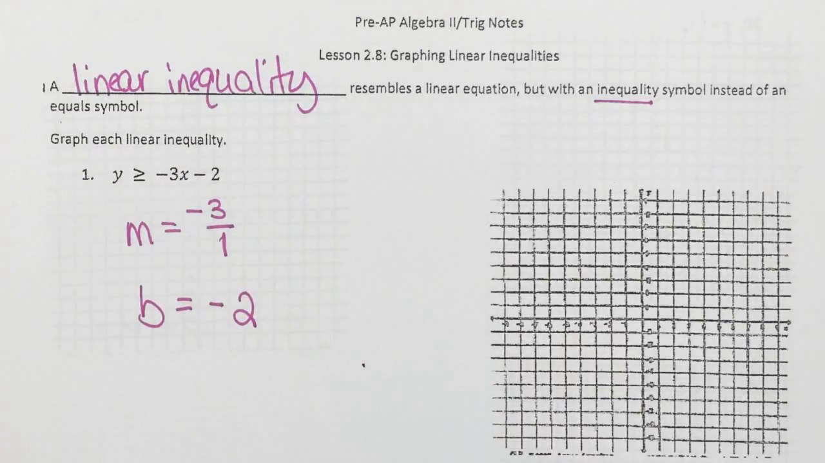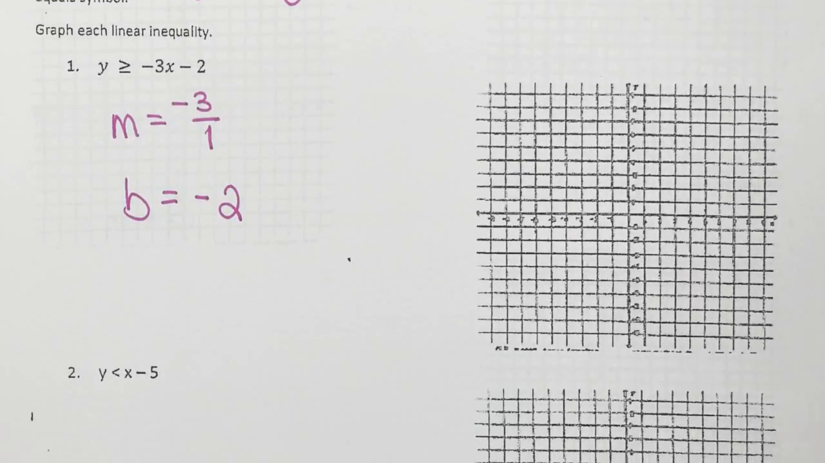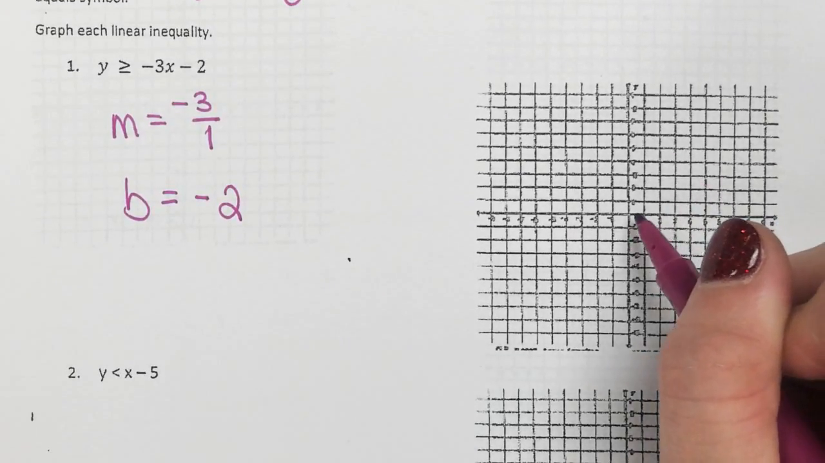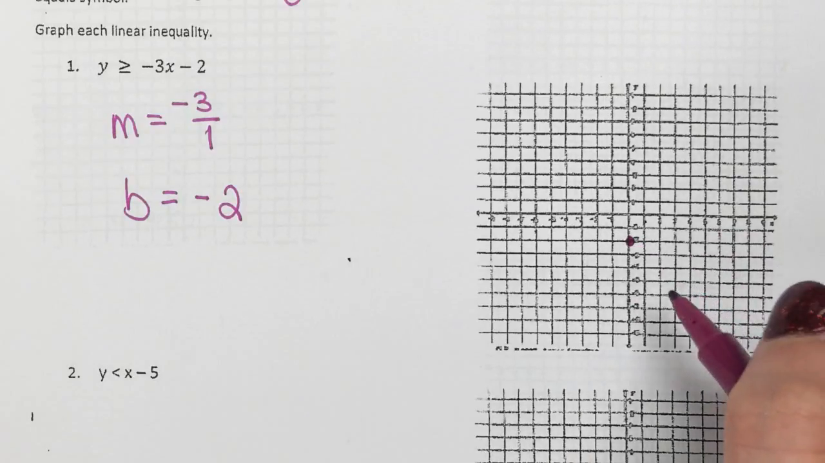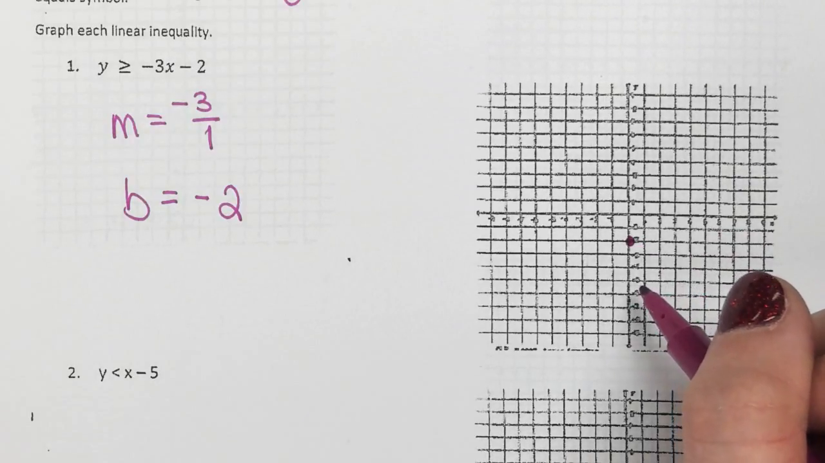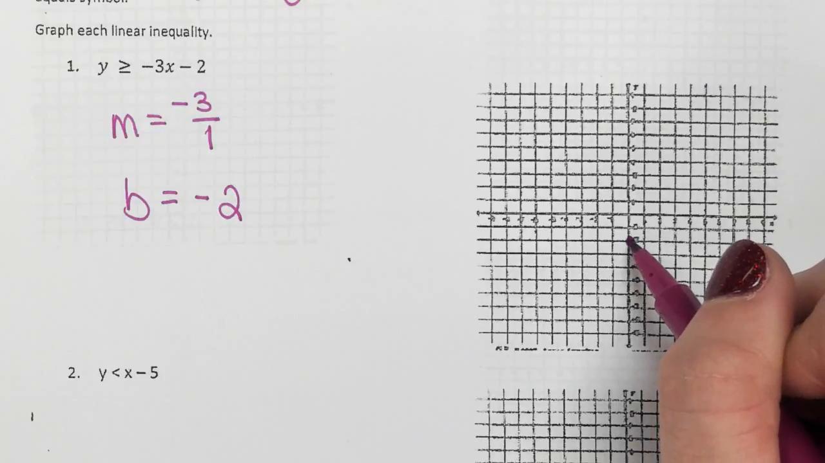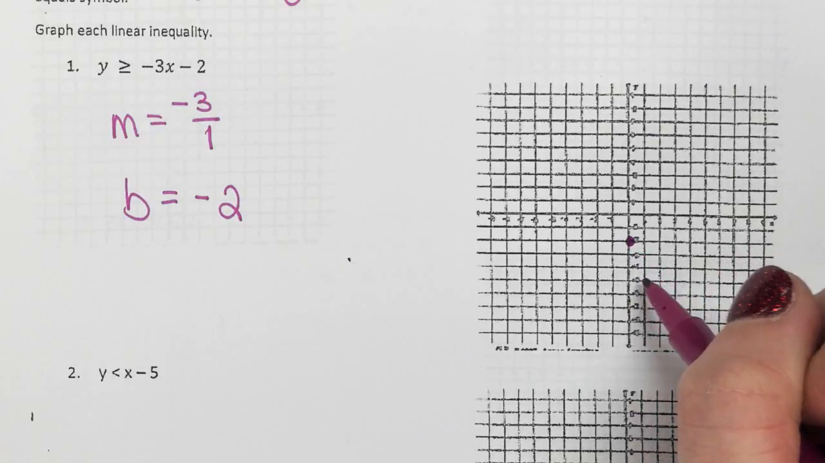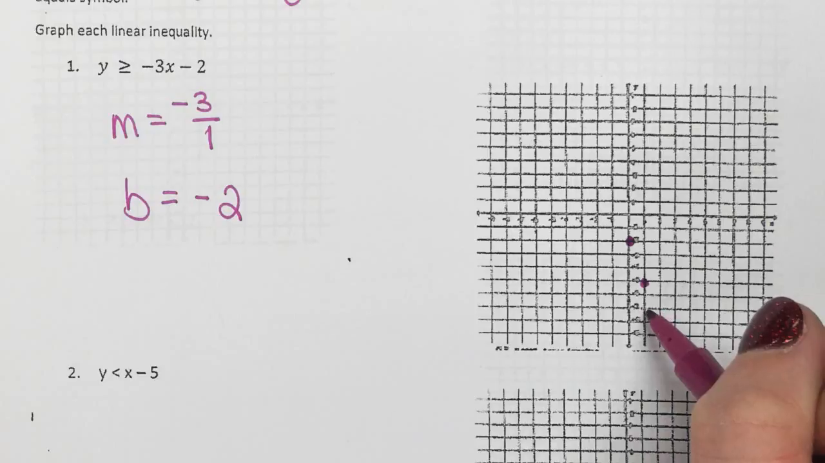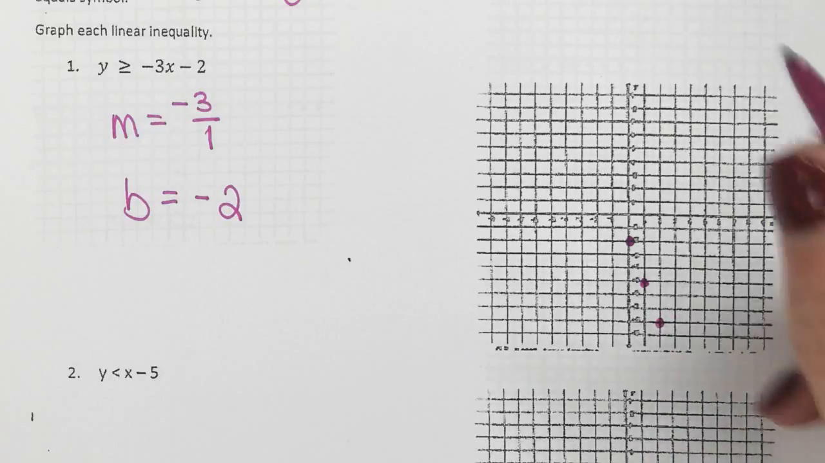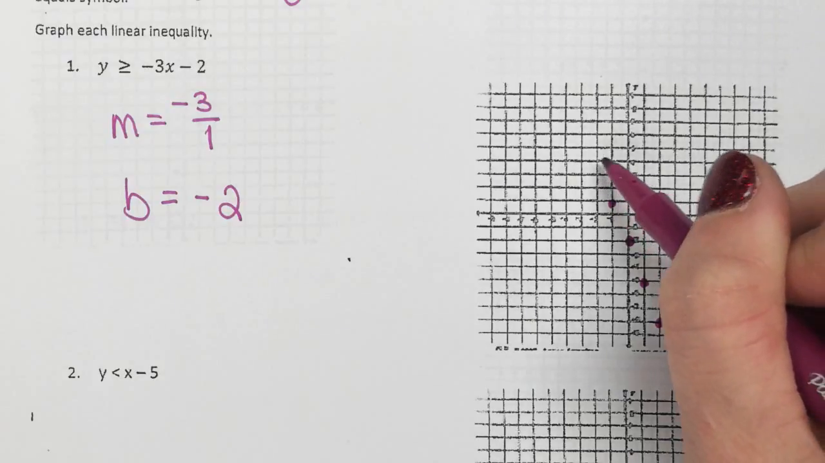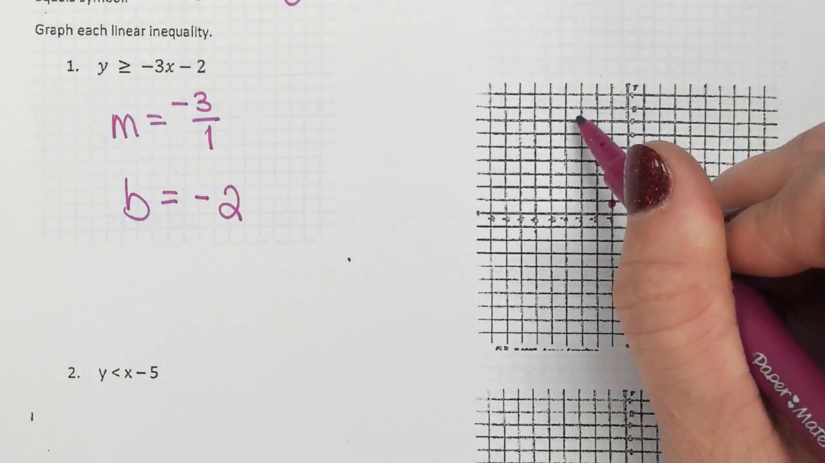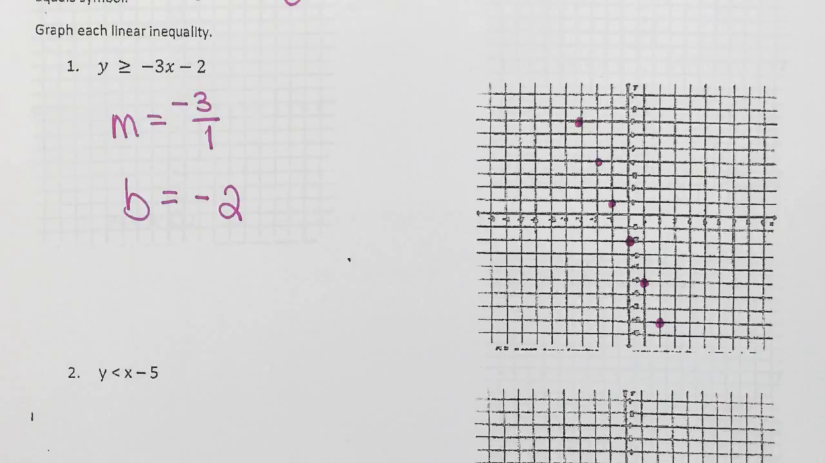No, right? So you're going to graph this like normal. So you're going to go to the y-axis at -2. And then what's your slope? What's that tell you to do? Down 3 and right 1. Or you can go up 3 and left 1. All right, do not connect them.